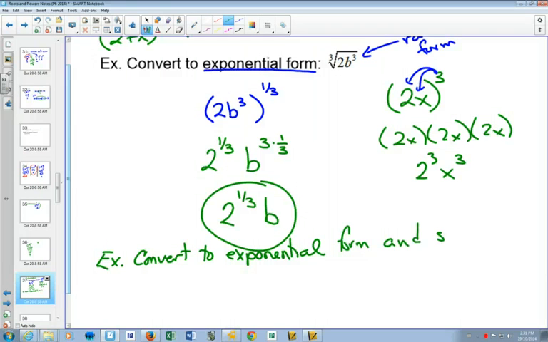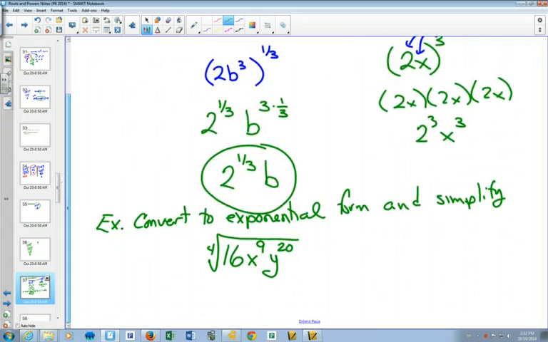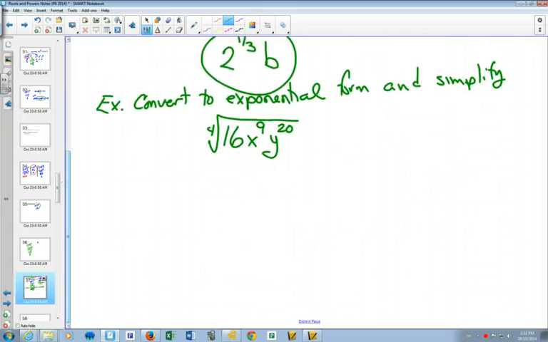So you really need to know what the instructions are. So this next one, we're going to do one more. Convert to exponential form and simplify. Let's do the fourth root of 16, x to the 9, y to the 20. It looks scary. It is Halloween almost, so I'll try to make more scary examples.